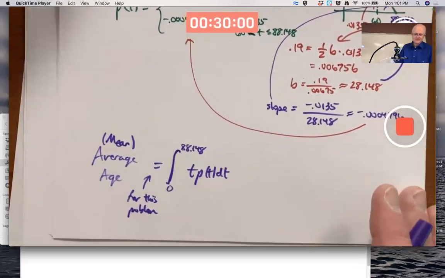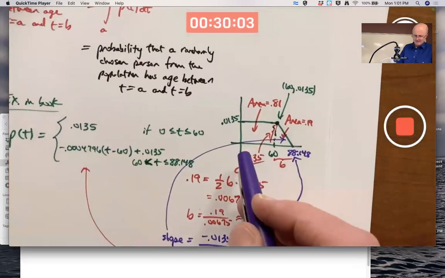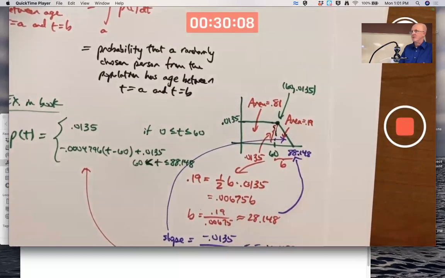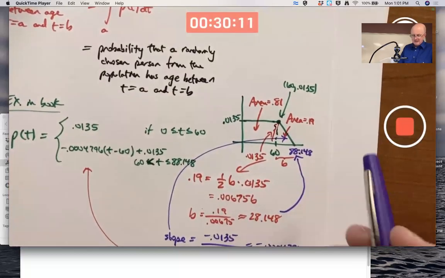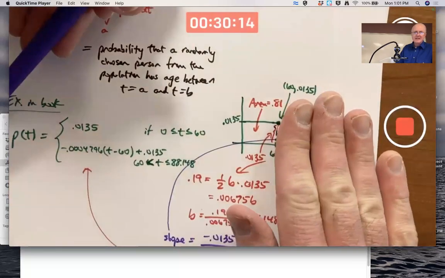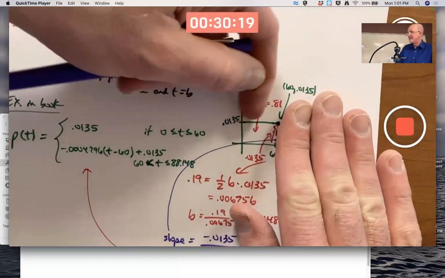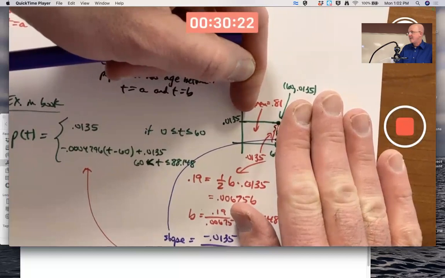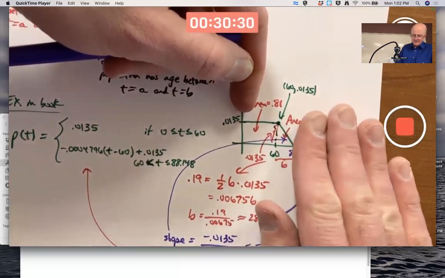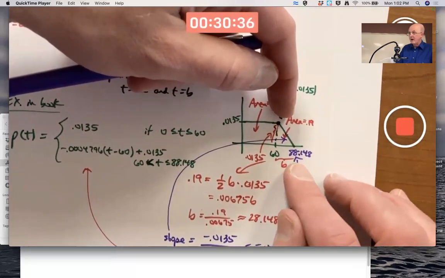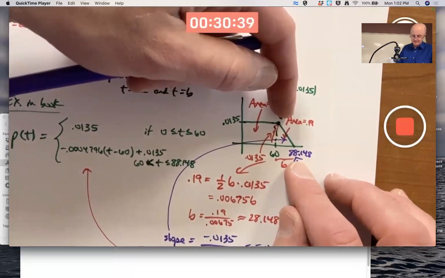What is the mean age? Let's think intuitively. It's got to be between 0 and 88.148. Couldn't be bigger than 88.148 or less than 0. If the age only went up to 60 and stopped, since this part is uniform, a horizontal line, the average age of the people less than 60 would be 30, right? Halfway between 0 and 60. If it were a horizontal line the whole way to 88.148, the average age would be half of 88.148, 44.074.